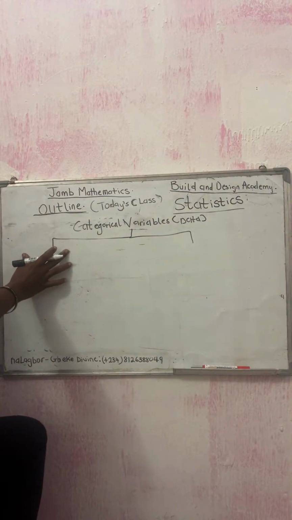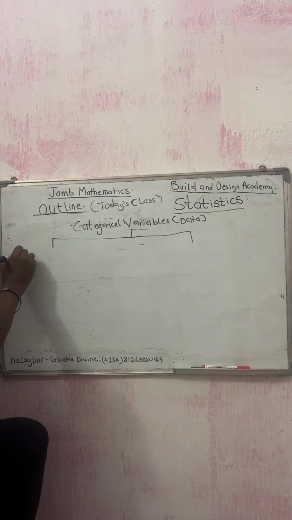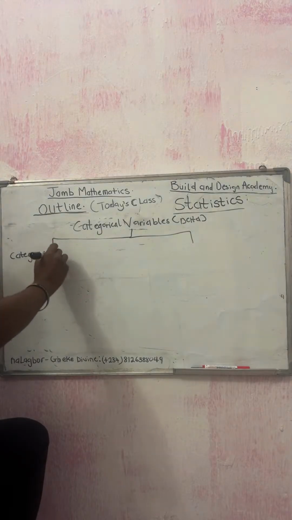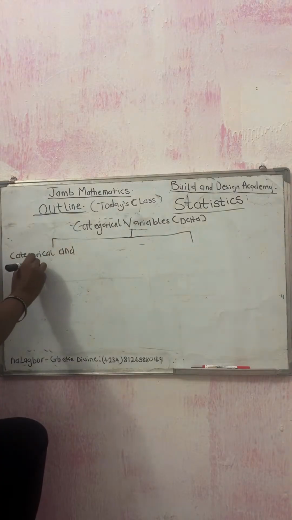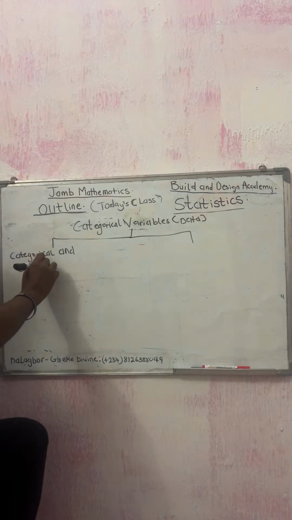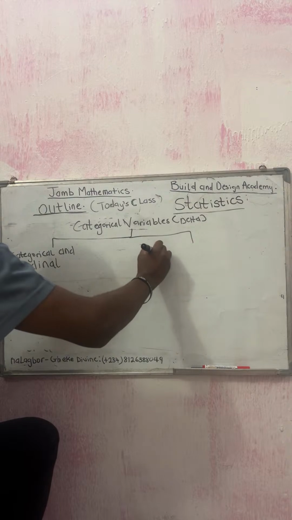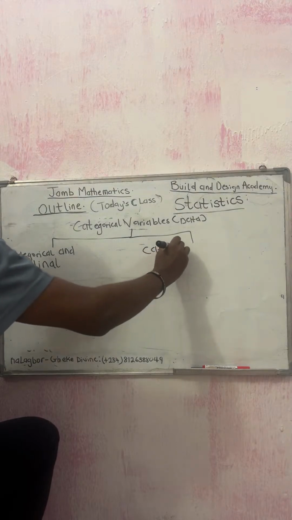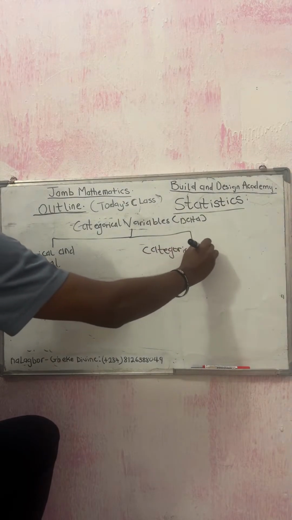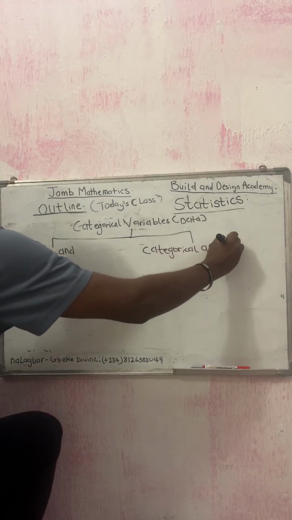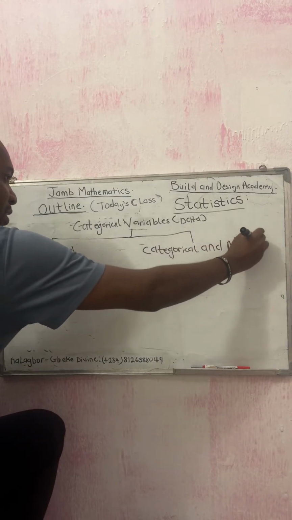Now, for the first one, we have categorical and ordinal. Take note, categorical and ordinal. And we have categorical and nominal.